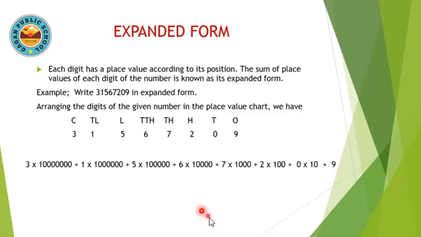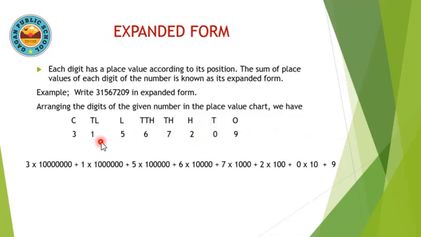Now, expanded form. Each digit has a place value according to its position. The sum of place values of each digit of the number is known as its expanded form. Okay, the sum of the place values. You can easily find out the place value. Now, in this number, you know what the place value of every digit is, like ones, tens, hundreds, 1,000, 10,000, lakh, 10 lakh, crores. Okay, so you know all the place values. Now, we have placed all the digits under their places.